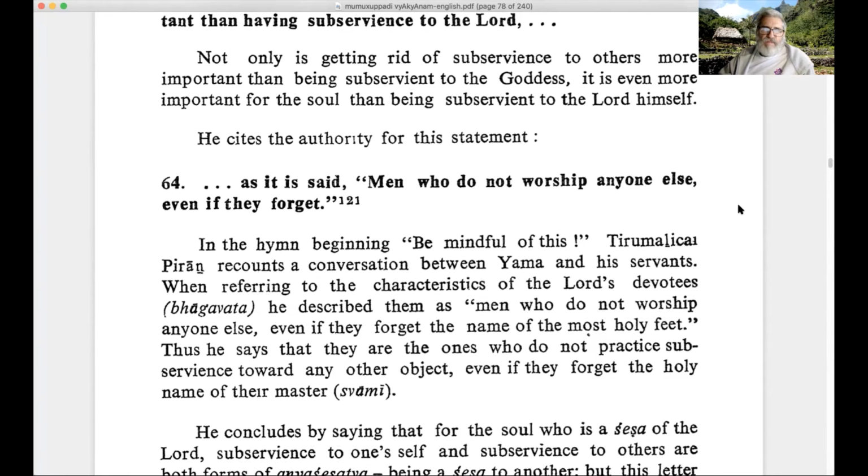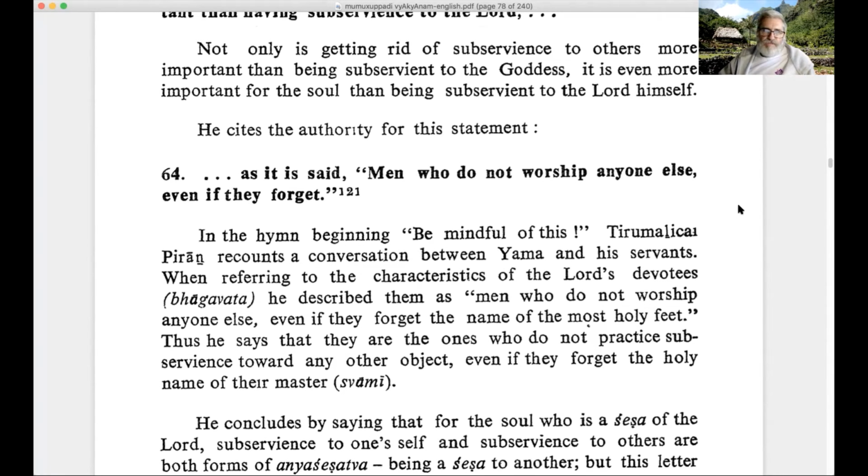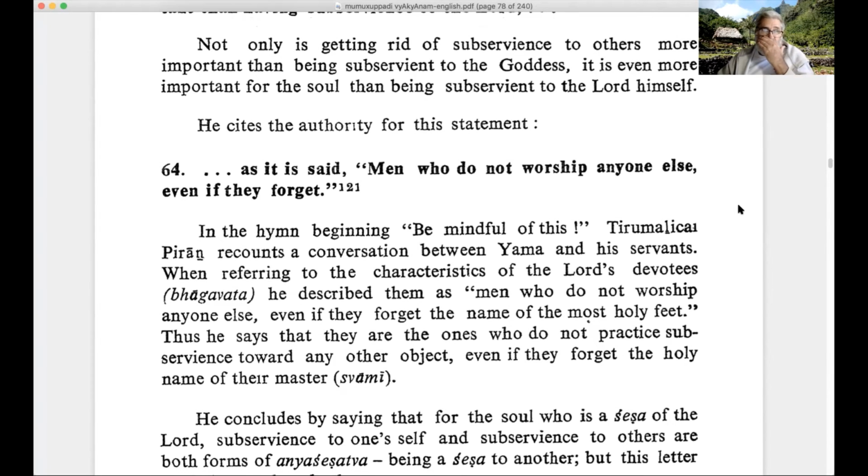Tirumalisai recounts the conversation between Yama and his servants. When referring to the characteristics of the Lord's devotees, the Bhagavatas, right? Bhagavan means the Lord, Bhagavata means the devotees. He described them as men who do not worship anyone else, even if they forget the name of the most holy feet. Thus, he says that they are the ones who do not practice subservience towards any other object, even if they forget the holy name of their master or Swami.